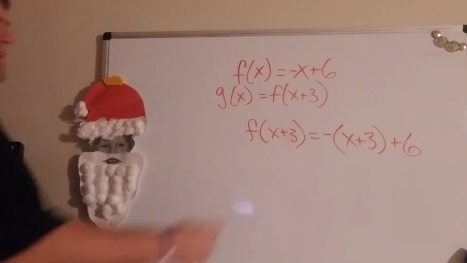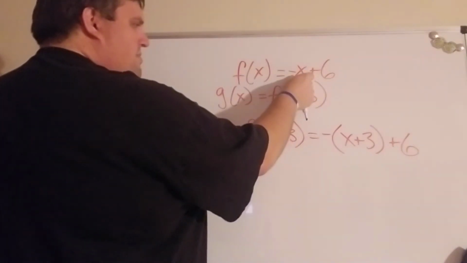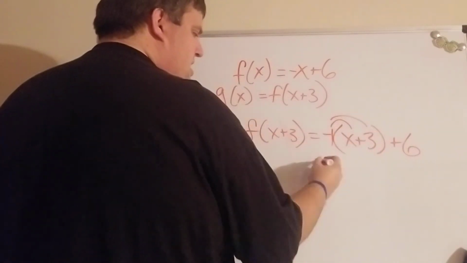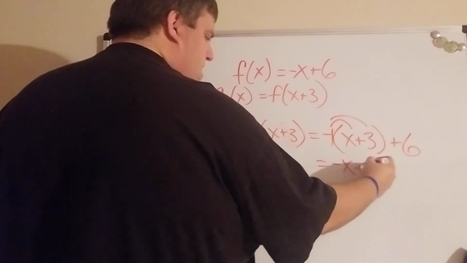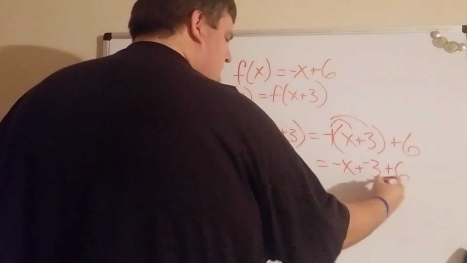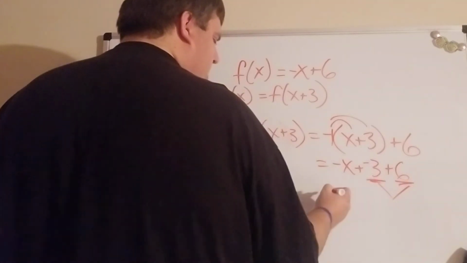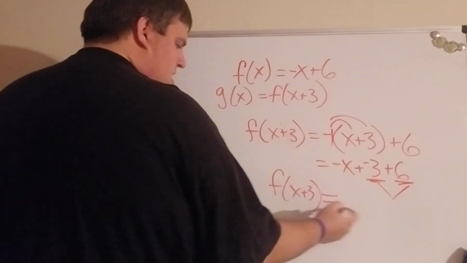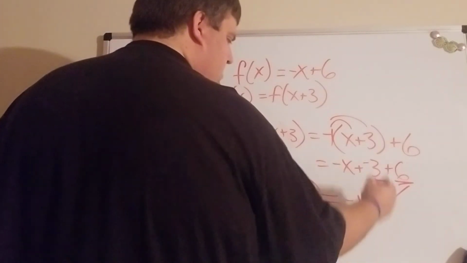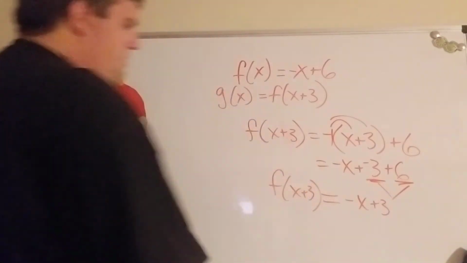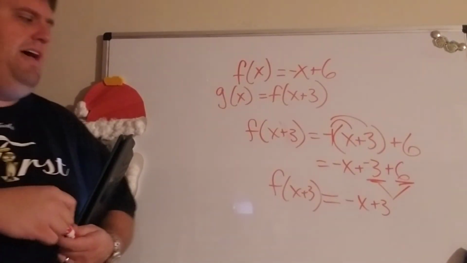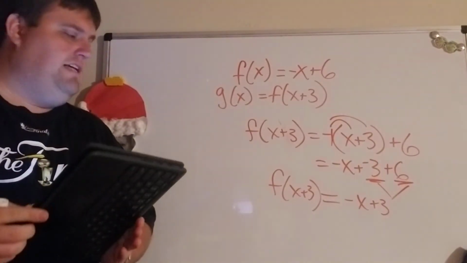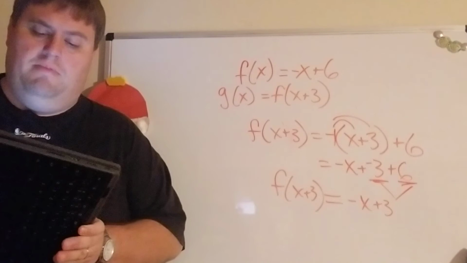All I did was I took this that they gave me, and I put it in where x was. This negative on the outside is like a negative 1 when I distribute it. So that's going to be negative x plus negative 3 plus 6. And then those are like terms, 6 and negative 3. So f of x plus 3 is just going to be negative x plus 3. And that's it. So g of x, or f of x plus 3, is just going to be negative x plus 3. Not so bad.